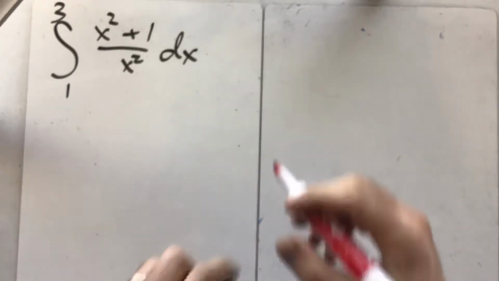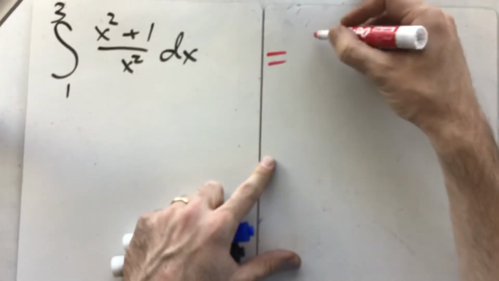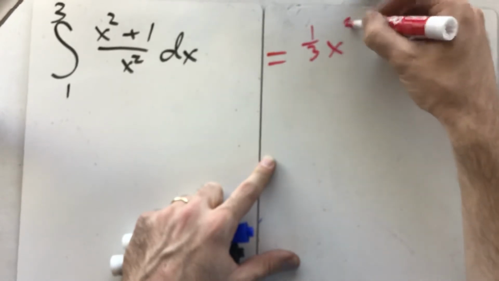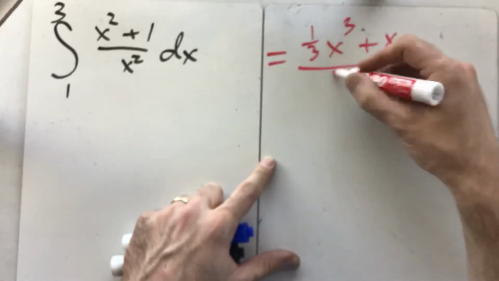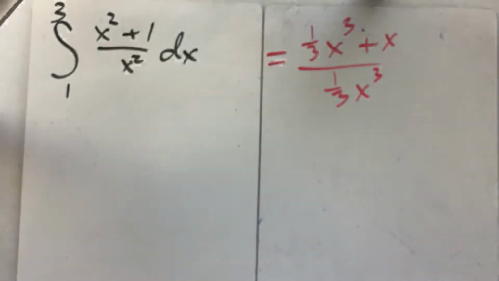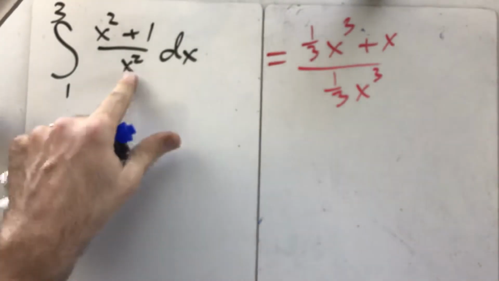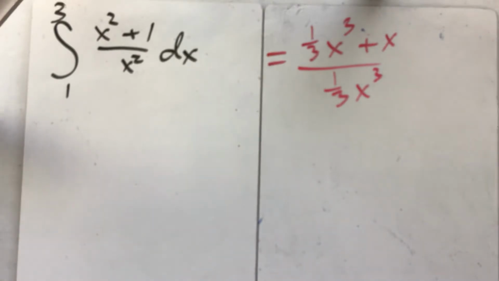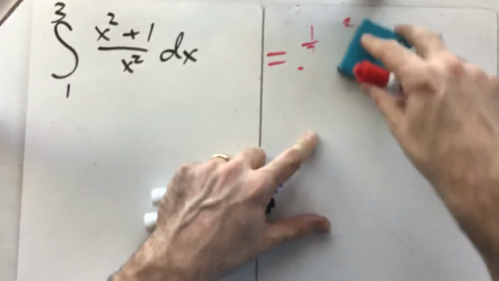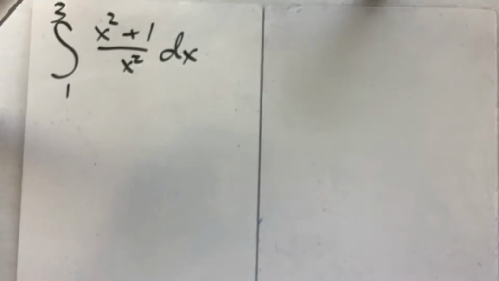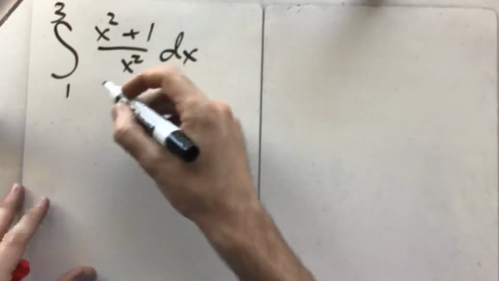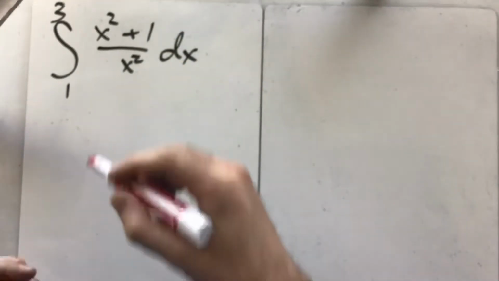Now first let me write the wrong thing. The wrong thing to do is to write 1/3 x cubed plus x over 1/3 x cubed, because we know that division doesn't play nicely with derivatives. So why would it play nicely with antiderivatives? It doesn't work. And by the way, there's no quotient rule, but there are ways of doing problems that have division in them. But this one is simple because we can actually get rid of the division by unsubtracting. So you can unsubtract.